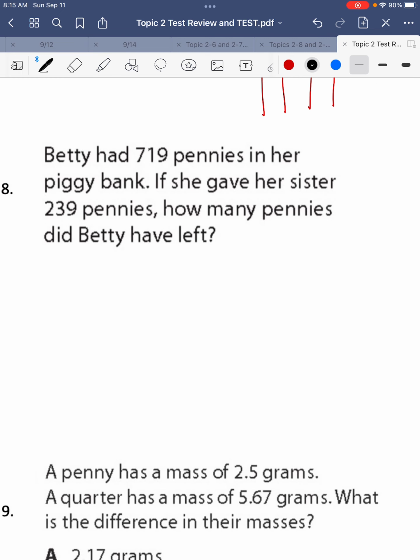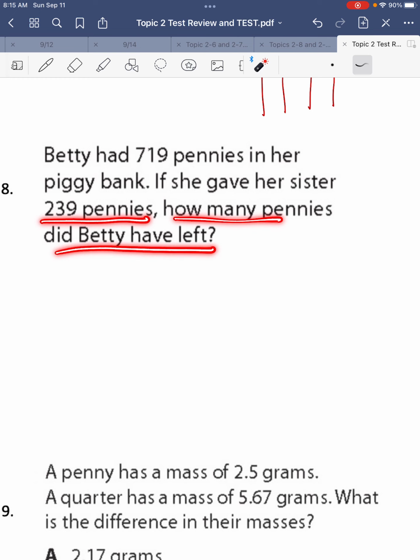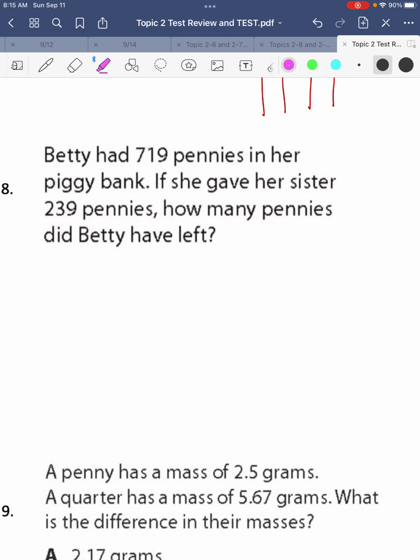Okay, next question. It says, Betty has 719 pennies in her piggy bank. If she gave her sister 239 pennies, how many pennies did Betty have left? So circle my important numbers, 719, 239. My question's asking how many pennies does she have left? Box in my keywords, left. Tells me I'm going to subtract.